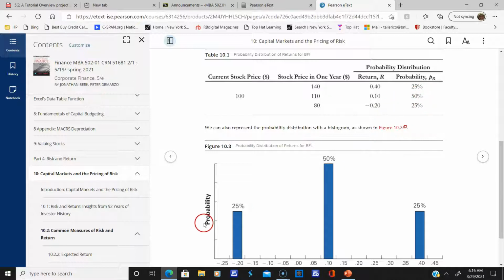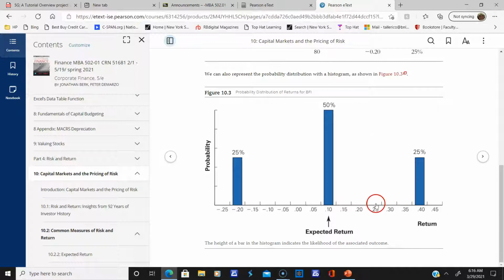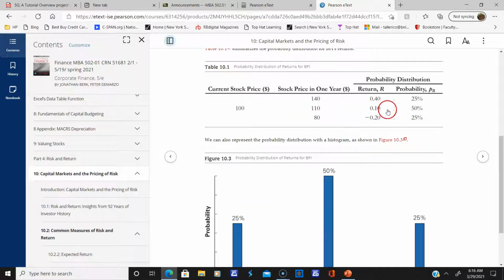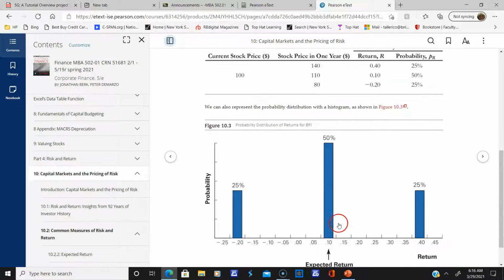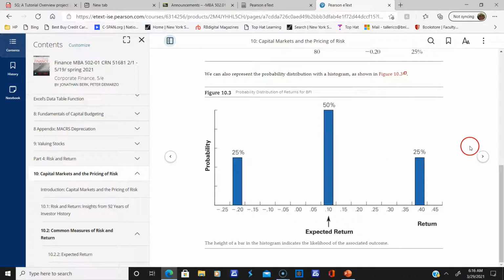So we can show this as a graph, right? A histogram. Here's 25, 25, and 50. Like here's the 50, and here's the 25, and the 25. Okay? And if you look here at this graph, this is the expected return, right? Kind of like if you want to make a continuous curve. So you kind of expect that your continuous return is going to be right here, or 10%, right? Right, because that's kind of in the middle. Everyone see that? So this is the likelihood of these particular outcomes.